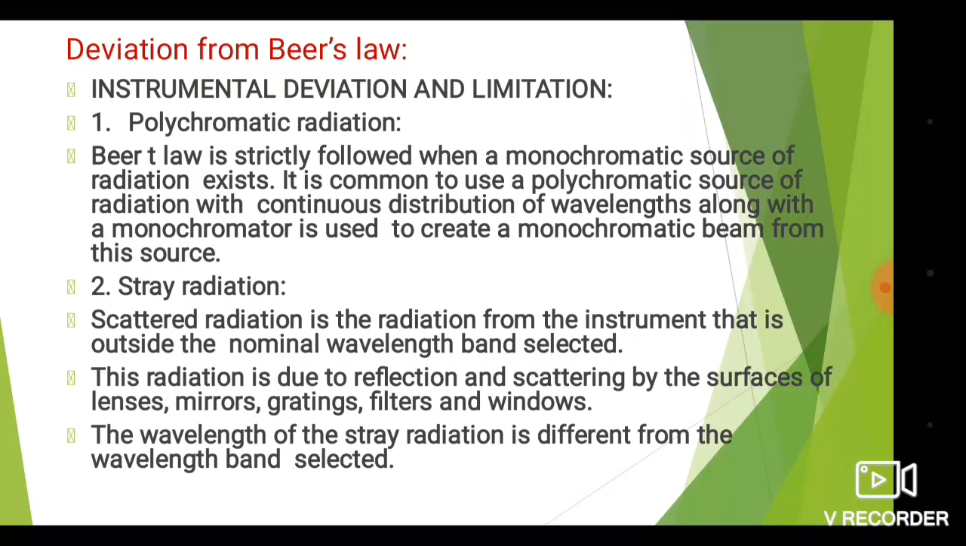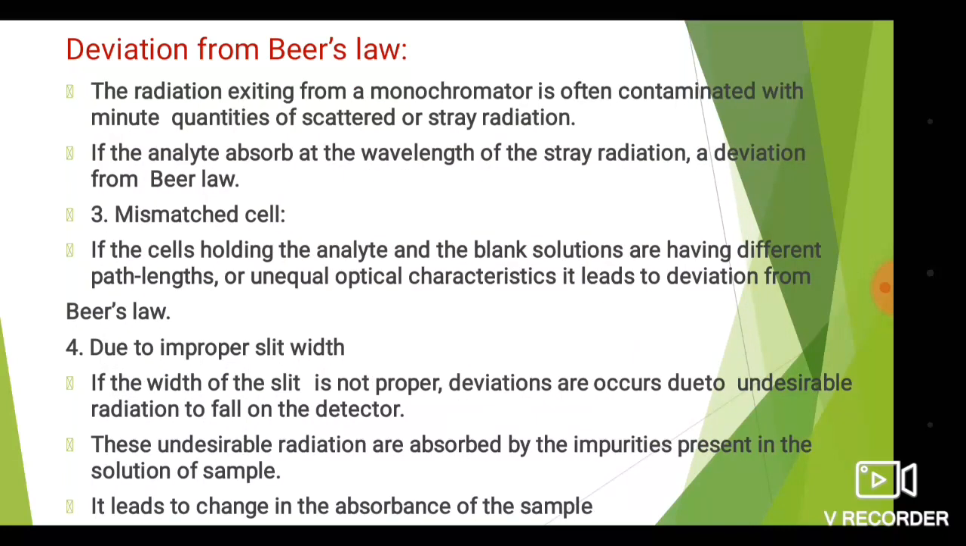So this stray light interferes in the original absorption band. It has different wavelengths than that of the radiation selected for the absorbance. The radiation exiting from the monochromator is often contaminated with minute quantities of scattered or stray radiation. When we pass this radiation through the monochromator, we get monochromatic light, but it is associated with that reflected or stray radiation also. If the analyte absorbs at the wavelength of the stray radiation, a deviation from B.S. law occurs. When the substance does not absorb the selected radiation but absorbs the stray light, then we will definitely get the deviation from the B.S. law.